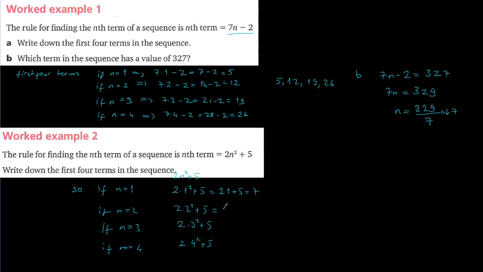And the second one, 2 times 2 squared is equal to 2 times 4 plus 5, which is equal to 8 plus 5, that's equal to 13. The next one, 2 times 9 plus 5, which is equal to 18 plus 5, that's equal to 23. And the next one, 2 times 4 squared is equal to 2 times 16 plus 5, which is equal to 32 plus 5, that's equal to 37.